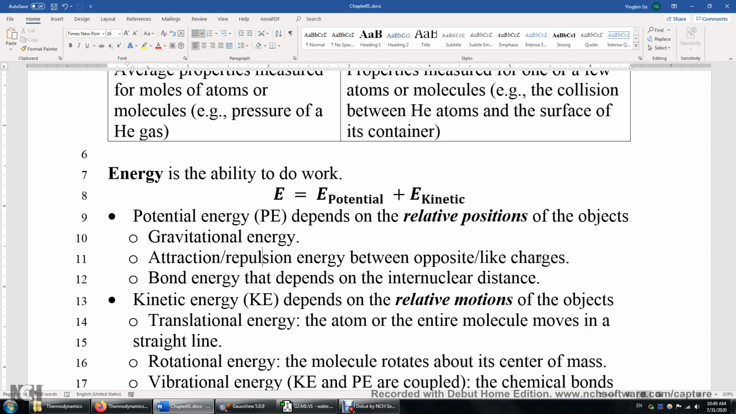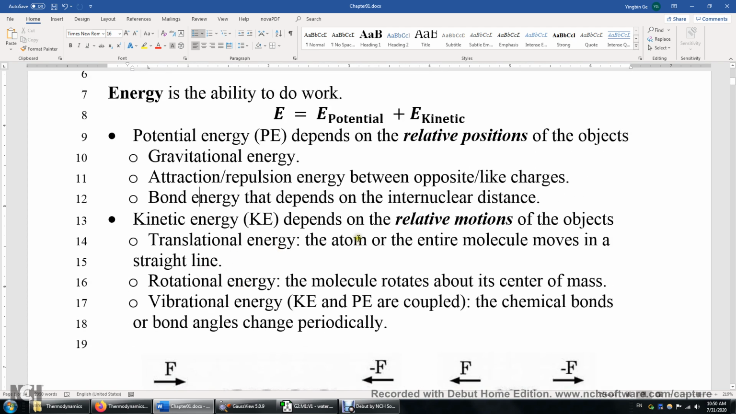The 2 hydrogen nuclei repel each other. The 2 electrons attract the 2 nuclei, while the 2 electrons repel each other. And then bond energy, that depends on the internuclear distance. For example, again, H2. If you stretch or compress the bond between the 2 hydrogen atoms, the potential energy changes.